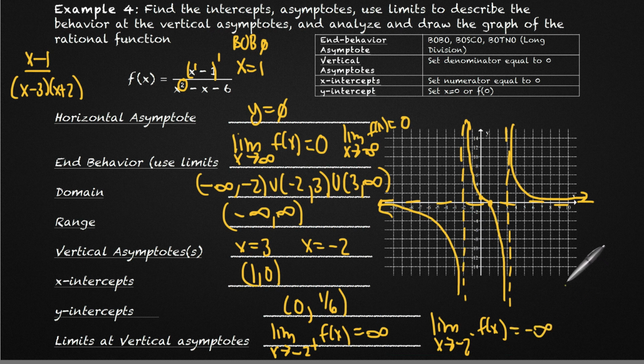Then we have to do the other asymptote. So the limit as x approaches 3 from the right. So as x approaches 3 from the right, not going right, but from the right, it's going to be up to infinity. And then the last one is the limit as x approaches 3 from the left. So I'm approaching 3 from the left, tracing the function, it's heading down to negative infinity.